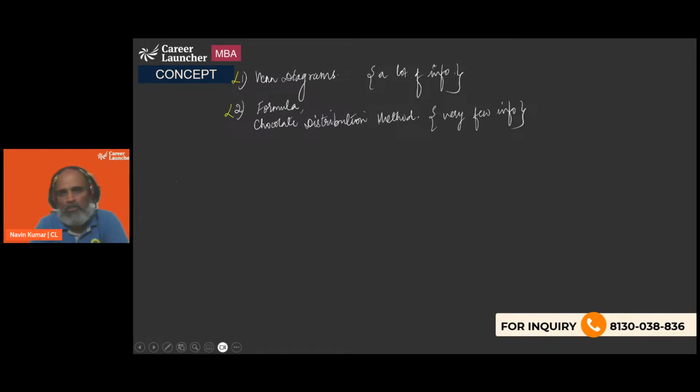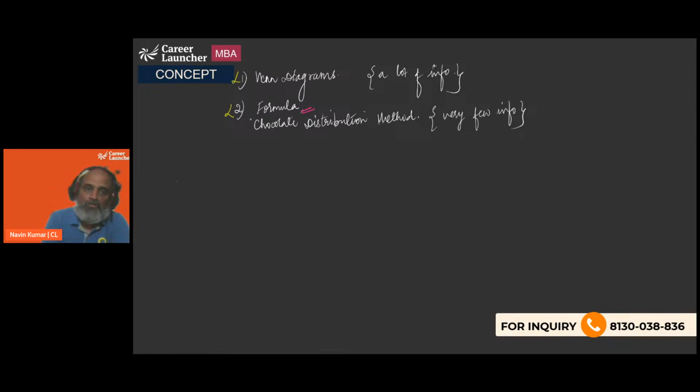बेसिक लेवल में जब बहुत चीजें गिवन होती है तो हम वेन डायग्राम यूज करके सॉल्व कर लेते हैं. लेवल 2 जहां पर बहुत चीजें नहीं गिवन होती है, then drawing the Venn diagram is not at all helpful. What we use is the formula approach or the chocolate distribution method. Out of which we can discuss the formula approach because there is a formula there. But chocolate distribution method, there is no formula. It's all talk and it's all concept and it's all distribution.